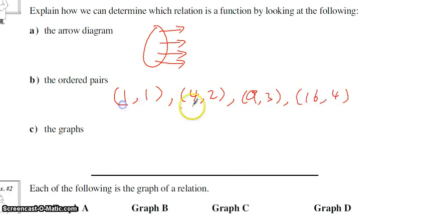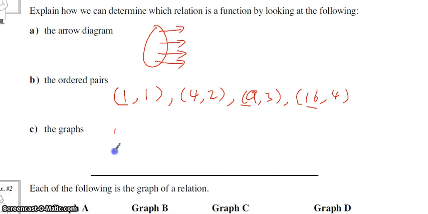So every input, 1, 4, 9, 16, they only have one output. That's a function. If you have the same input and then another output, like the first example and then there's another output, same input but two possible outputs, then that's not a function.